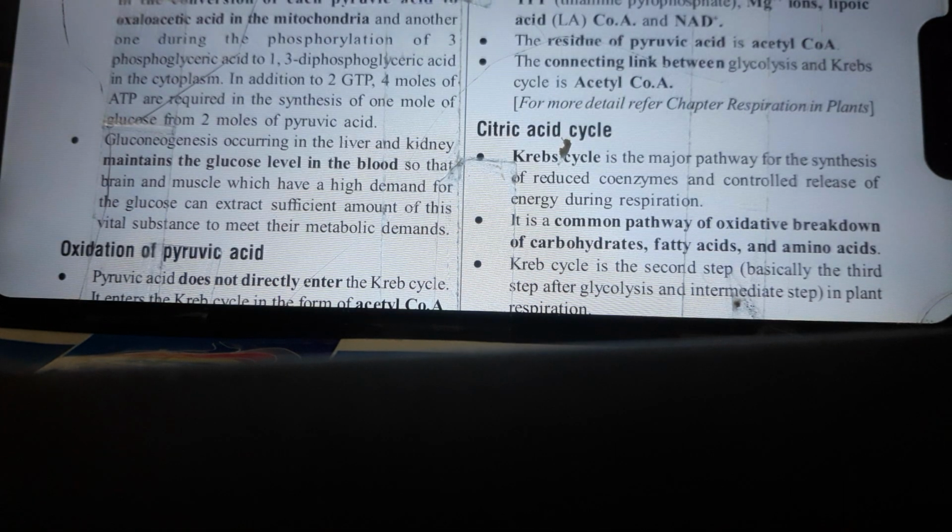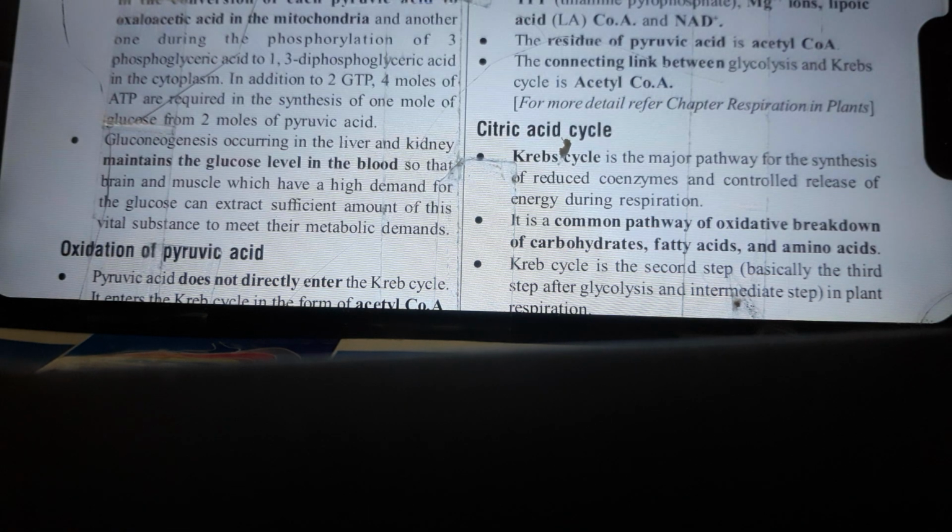During gluconeogenesis, 1 molecule of ATP is utilized in the conversion of each pyruvic acid to oxaloacetic acid in the mitochondria. Another is used during the phosphorylation of 3-phosphoglyceric acid to 1,3-bisphosphoglyceric acid in the cytoplasm. In addition to 2 GTP, more molecules of ATP are required in the synthesis of 1 mole of glucose from 2 moles of pyruvic acid.